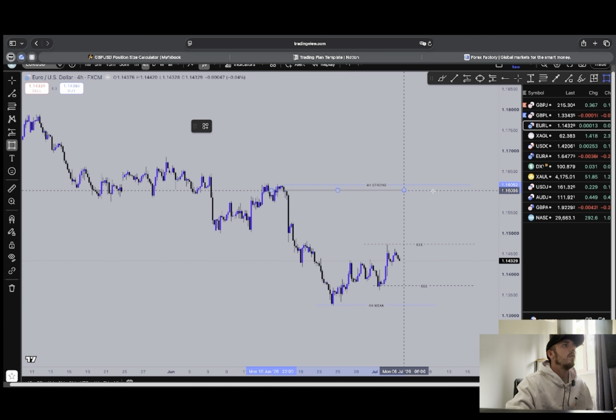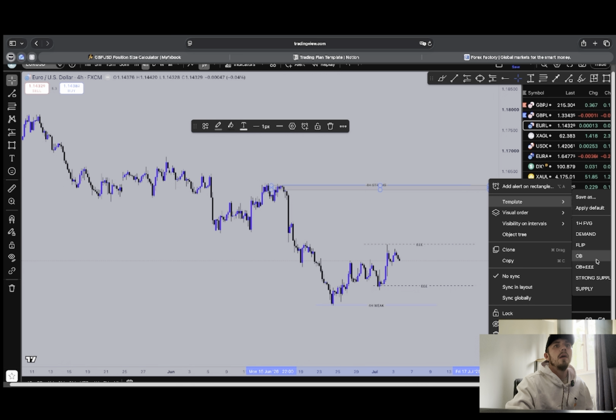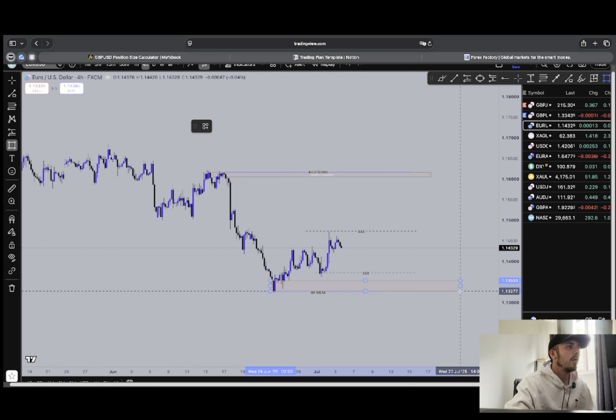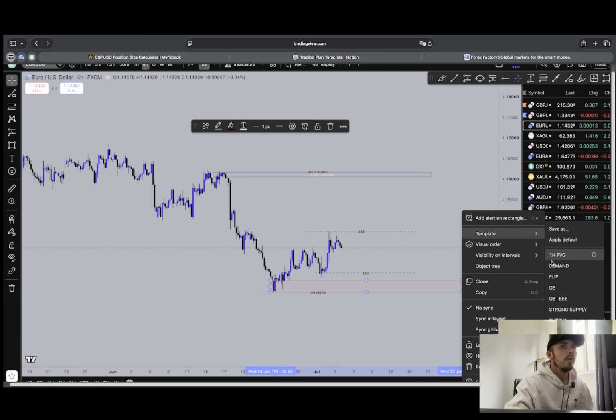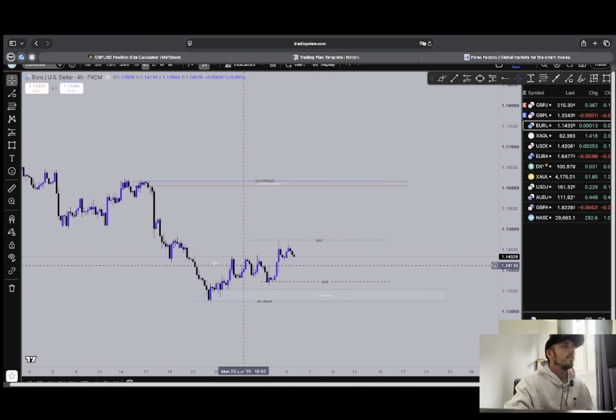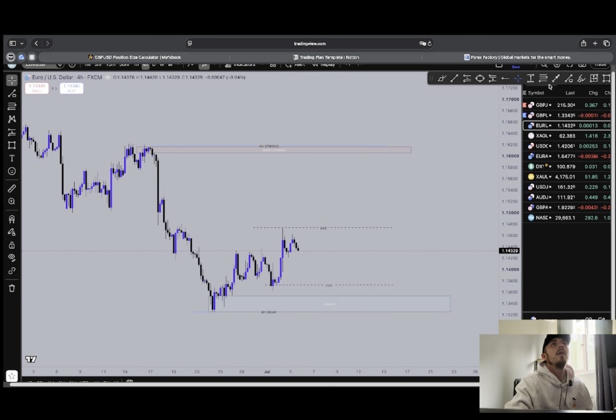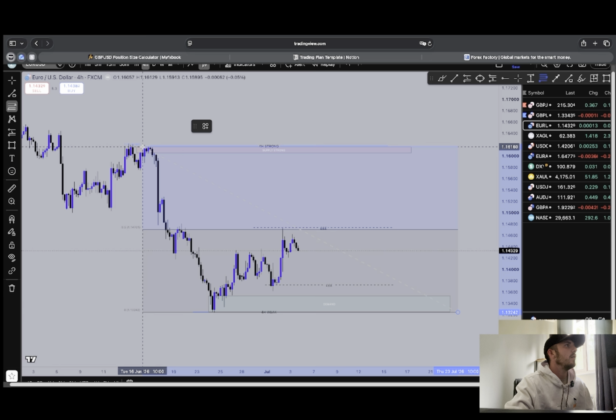Mark out your supply. Then mark out your demand at the bottom. Then you want to see whether price is in premium or discount.